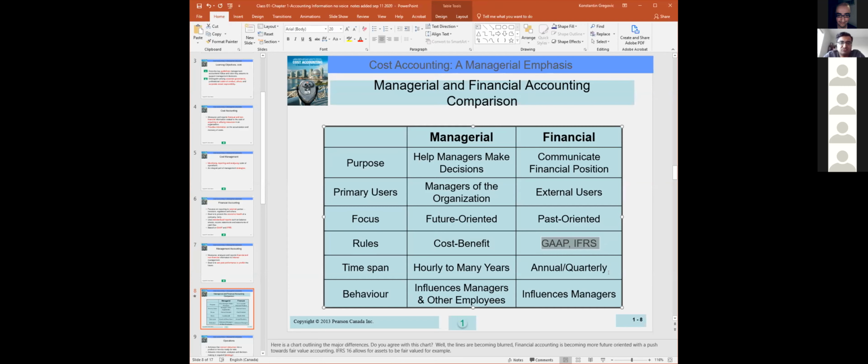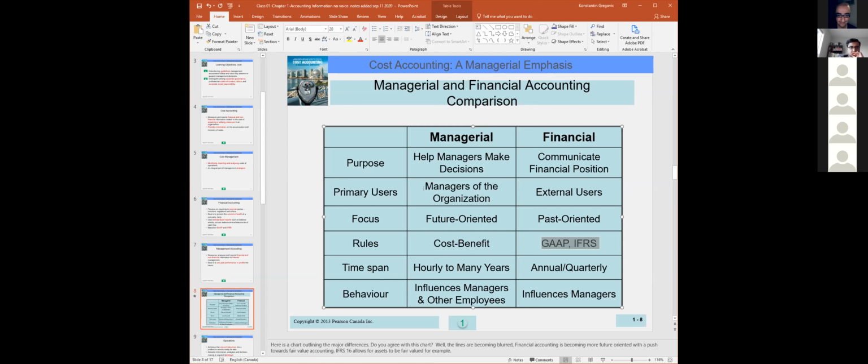Time span: for managerial, the analysis could be 2 weeks, it could be 3 years. There's a set period with financial statements. You file them annually or quarterly. Usually companies run a monthly statement as well. And then the quarterly statements have some interim audit as well.